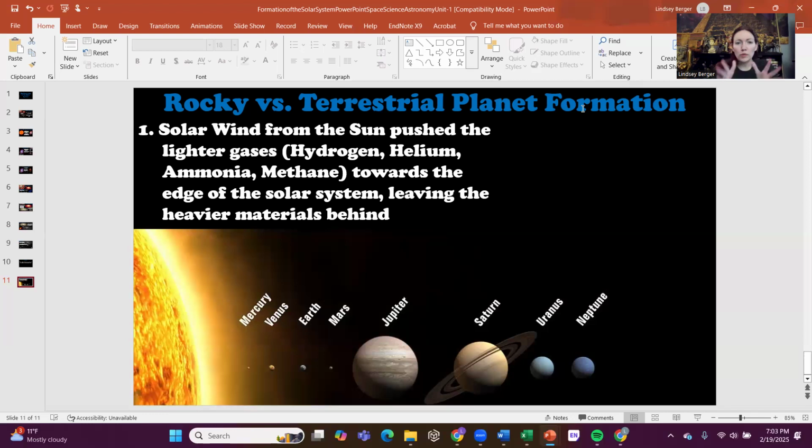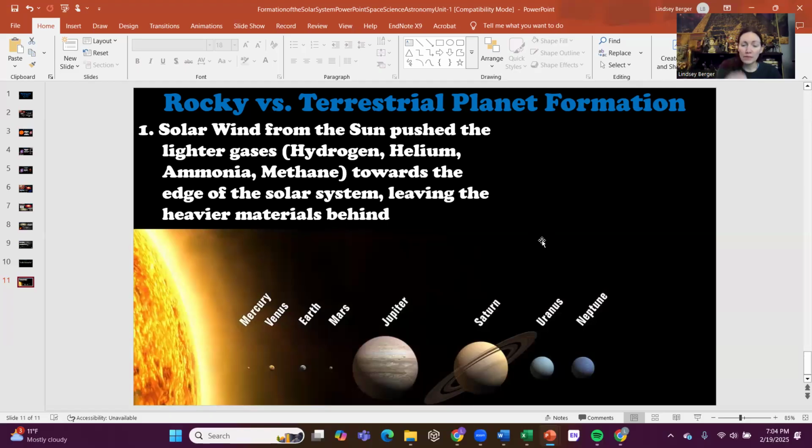But what happened is these solar winds in the early part of the solar system were able to push certain elements that were in gaseous form, like hydrogen, helium, ammonia, methane. Oh, wait, where did those sound familiar from? That's what the Jovians are made out of. Those solar winds push these gases out further away, and so they eventually settled further away from the sun. It wasn't enough to push them out of the solar system, right? But it pushed them out far enough.